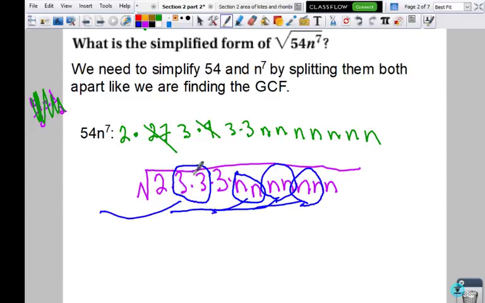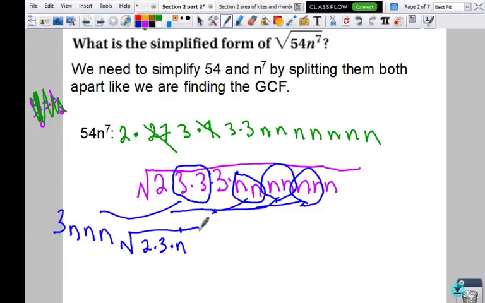So, a pair of 3s got kicked out, so I got a 3 out here. Pair of n's, I got an n. I got a second n. And then I got a third n that all got kicked out, right? Remember, pairs squish together and then get kicked out. 3 n's. And then inside here I still have a 2 times a 3 times an n.